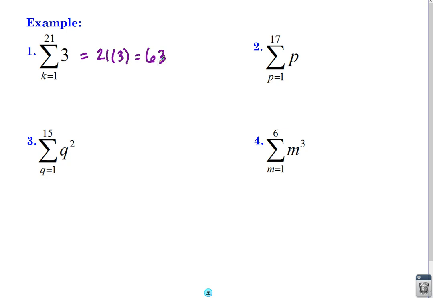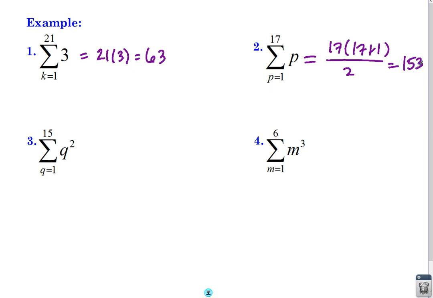Okay. Number 2 over here, I want to go from 1 to 17 of p. Now notice I changed the letter from k to a p. That's perfectly fine. As long as this letter matches that, you are a-okay. So then remember the pattern here was n times n plus 1 over 2. So n in this case is 17. 17 plus 1 is 18 all over 2. So 17 times 9 is going to give me 153.